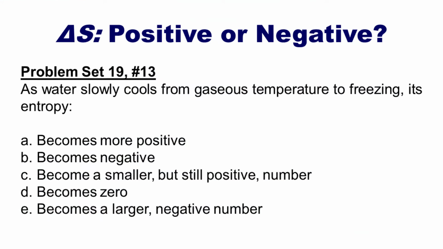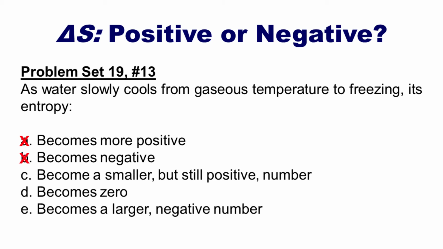Option A suggests that the entropy is going to become more positive. Well, that doesn't make sense because as you go from gas down to liquid, down to solid, you're actually becoming less positive. You're not going to become negative, you're just going to become less positive. So we can cross off option A. Option B says that it becomes negative. Well, as I just pointed out, that is not going to be true ever for any S value ever.